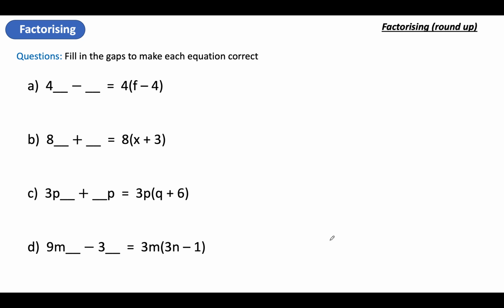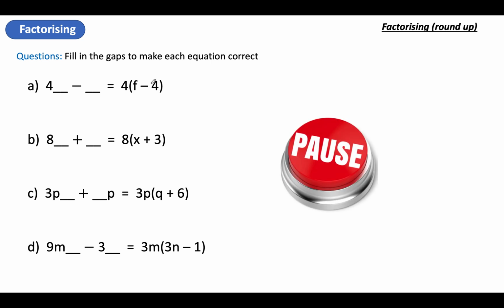This time you've got some gaps in some of these expressions. So 4 blank take away blank equals this. It's got to be equivalent to this. So think, what does this need to be on this side to make it correct over here? Just press pause, have a go. Don't be worried about it. If you get it wrong, get it wrong. Just check it with my working out at the end. So off you go. Press pause and unpause when you're done.